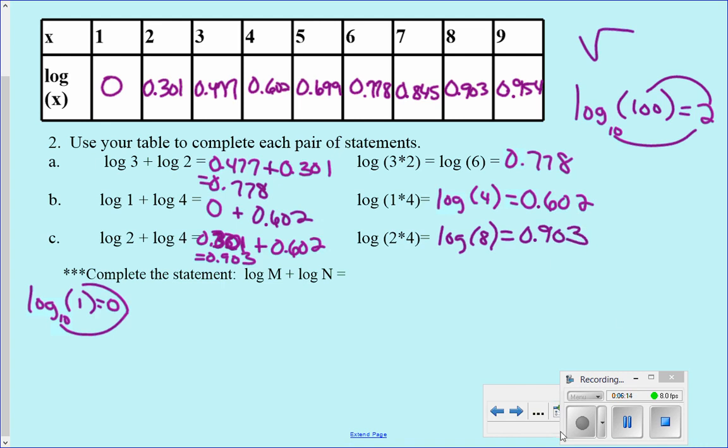Okay, so you've probably figured out the pattern at this point. So we should be able to complete this statement. The log of m plus the log of n is equal to the log of mn.